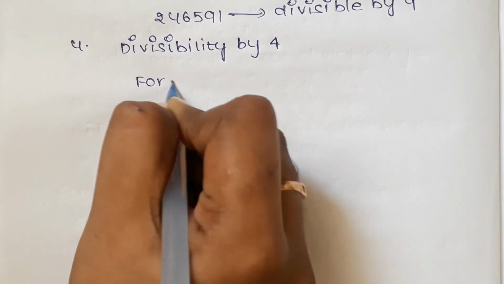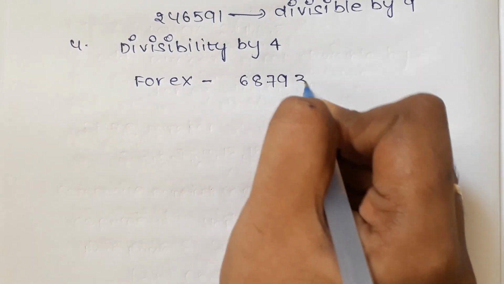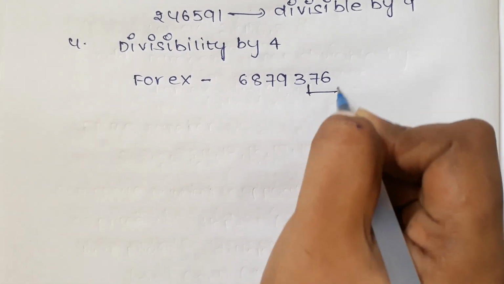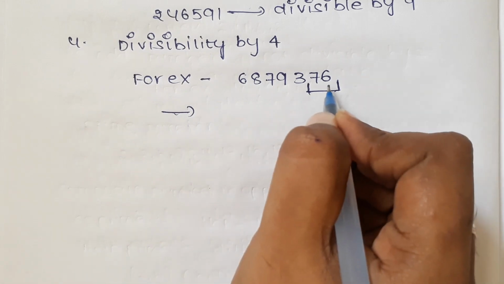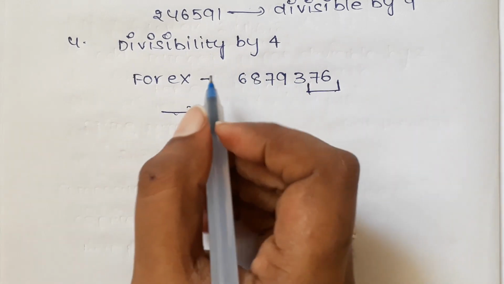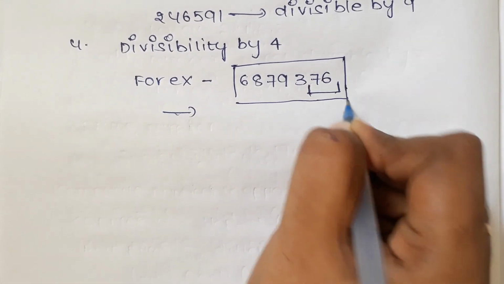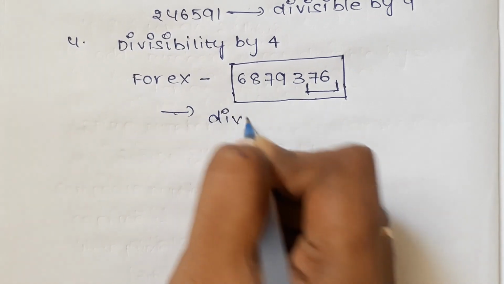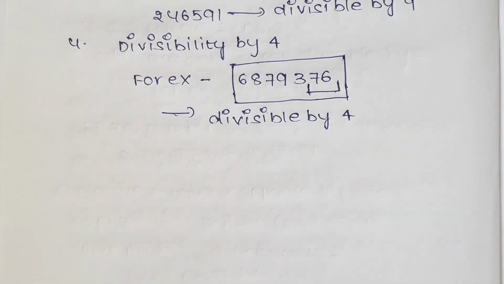For example, let us see the number 6879376. Here the last two digits of the number are 76, and 76 is divisible by 4. So the given number 6879376 will also be divisible by 4. So in order to check whether the given number is divisible by 4, we should check the last two digits only.